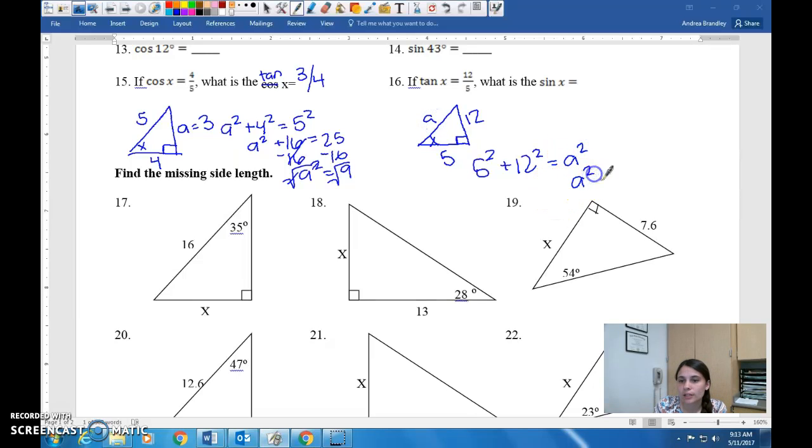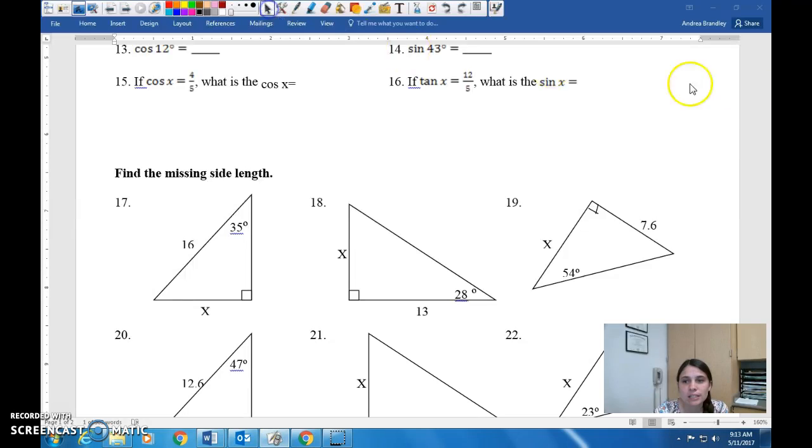So a squared equals 25 plus 144, which is 169. So if I square root both sides, a is 13. And sine is opposite over hypotenuse. So opposite is 12, hypotenuse is 13, so this is 12 over 13.